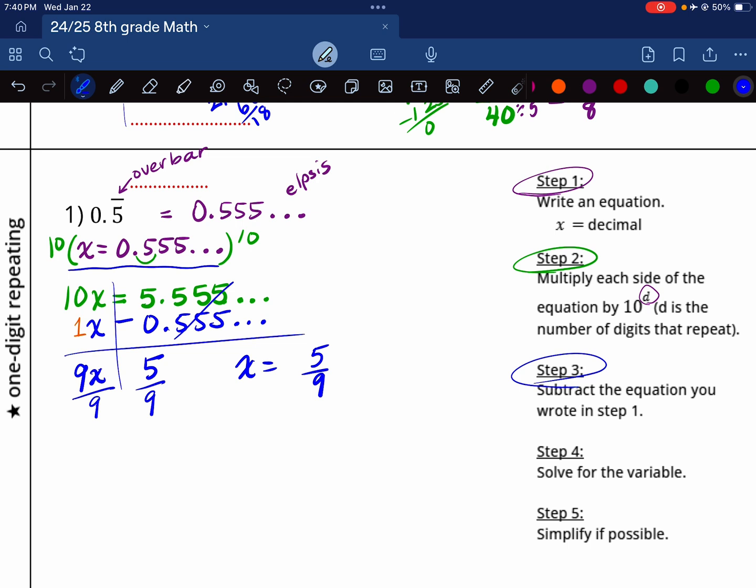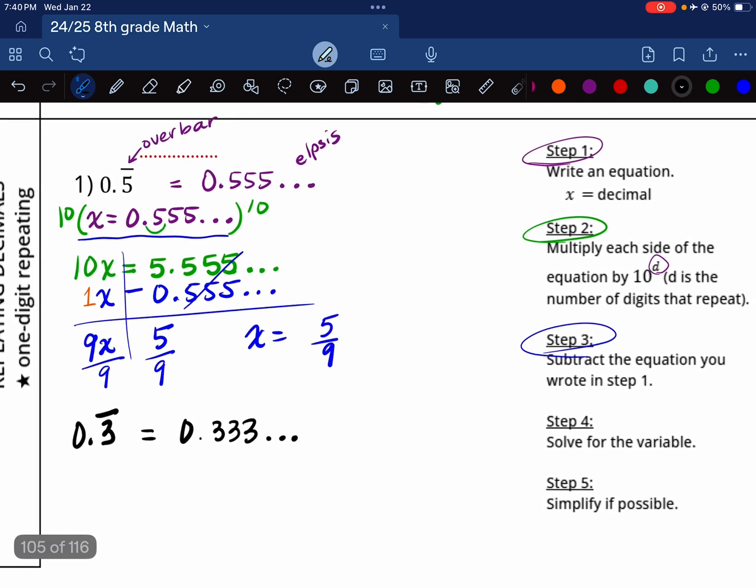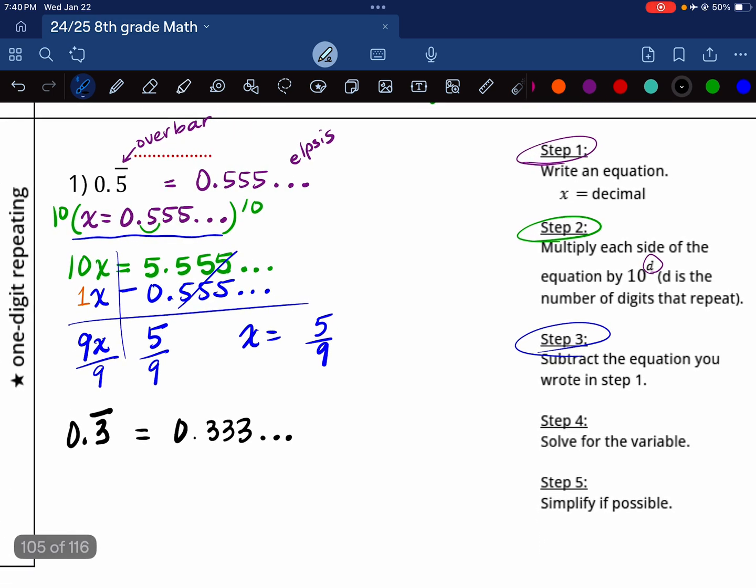Okay? So I would like for you to try this with 0.3 repeating, which equals, and I'm going to put it as it's expanded, 0.333. So go ahead and pause the video, and I'd like for you to solve that repeating decimal.